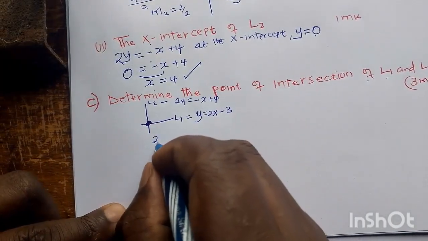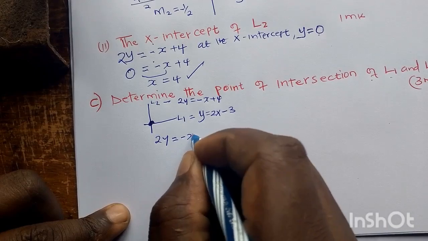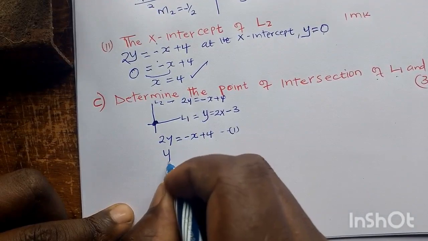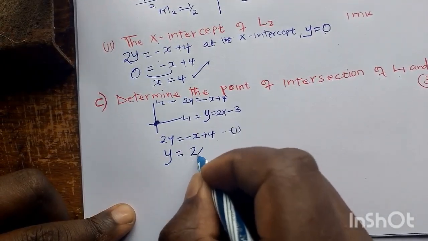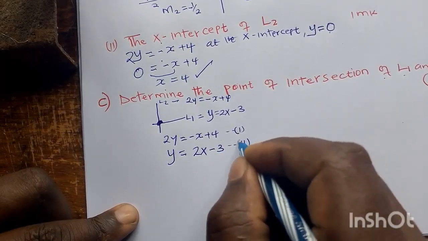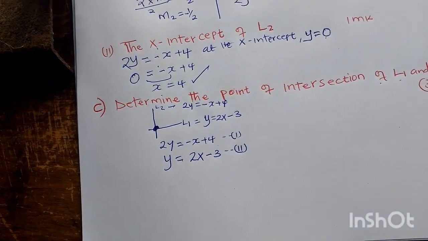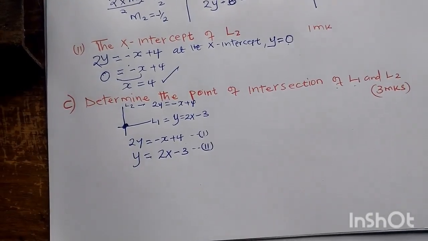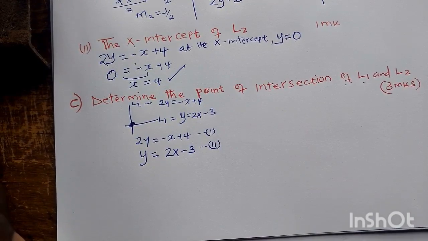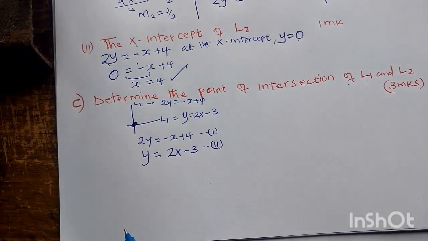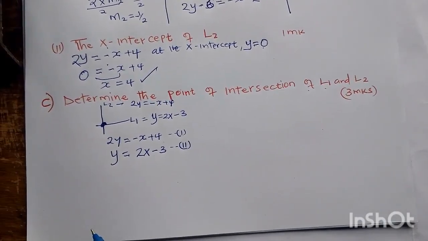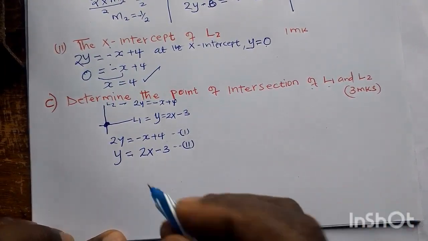So 2y is equal to -x plus 4. That is our equation 1. y is equal to 2x minus 3. That's our equation 2. We can solve these simultaneous equations using the elimination method or substitution. You can use either of them to get the value of x and y. I'm going to use substitution.